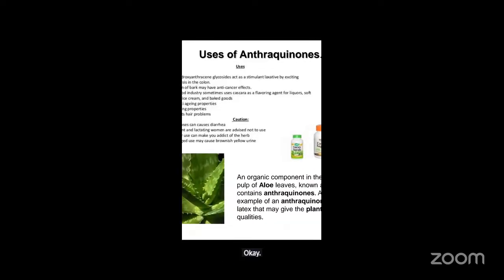Okay. I think in the last class we didn't talk about the uses of anthraquinone. But today you should know that anthraquinone is a major component of aloe vera, which is very useful and has its own side effects.